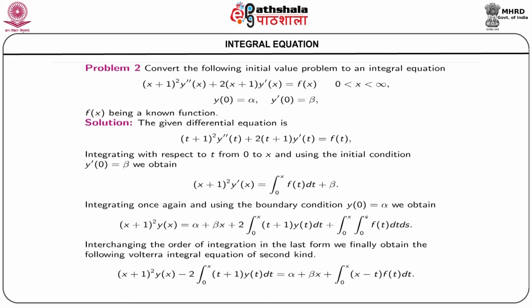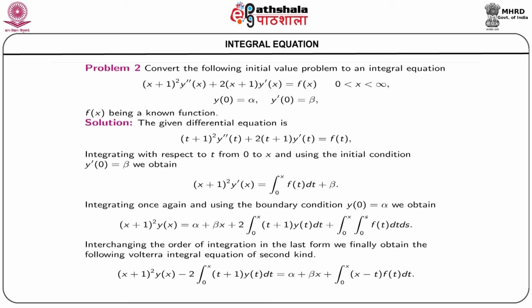Now, as done previously, we interchange the order of integration in the last term to obtain the relation x plus 1 y x minus 2 integral 0 to x t plus 1 y t dt equal to alpha plus beta x plus integral 0 to x x minus t f t dt.